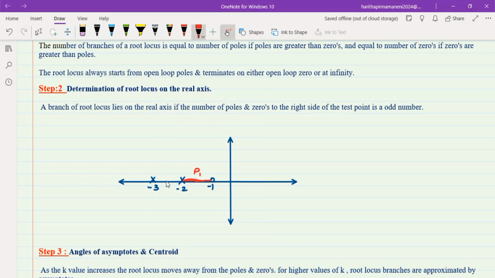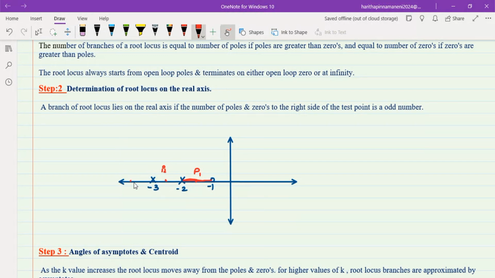Next, I am going to check whether the root locus is existing between these two poles or not. Now I am taking the test point P2. To the right of this test point, how many poles and zeros are there? This -2 is one pole and -1 is one zero. So total 2 poles and zeros are there. So 2 is an even number. Then the root locus won't exist between this -3 and -2.